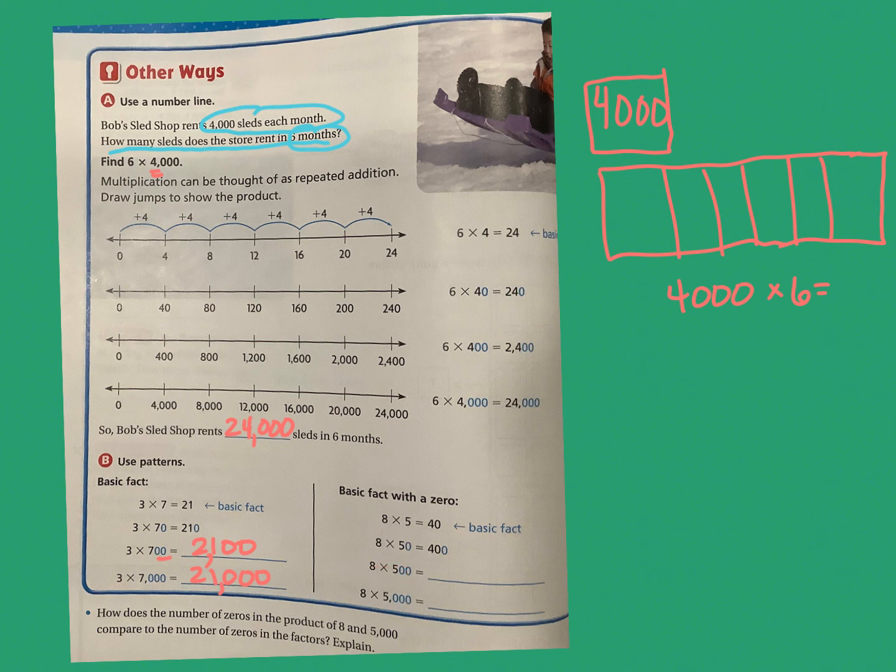8 times 500, well, we have the basic fact of 8 times 5, which we know is 40, with the 2 zeros on the end. We need to add both zeros. That means 8 times 500 is 4,000. 8 times 5,000 is 8 times 5 basic fact of 40, with 1, 2, 3 zeros attached over here, meaning that 8 times 5,000 is 40,000.